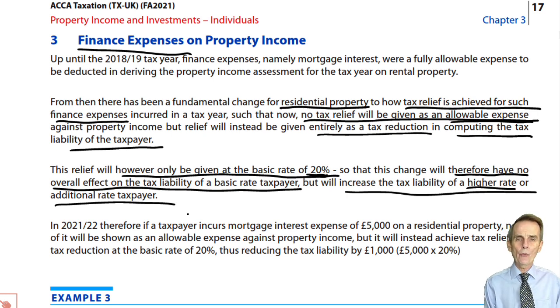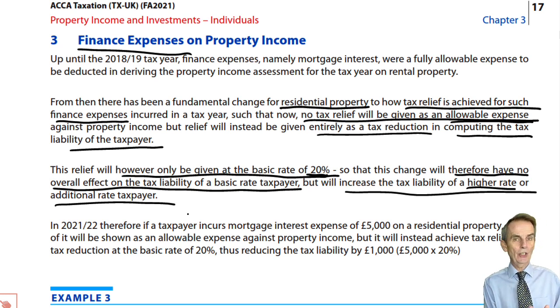If you're a higher rate taxpayer, under the old system, if you paid out finance expense of £10,000, that would reduce the net income assessment to include in the income tax computation. So we were directly taking £10,000 off the taxable income. A figure of £10,000 in that higher rate band would have been taxed at 40%, and therefore we were saving tax of £4,000.